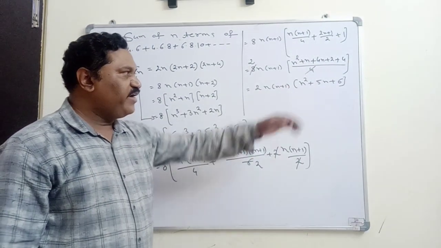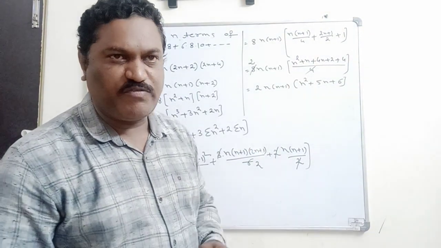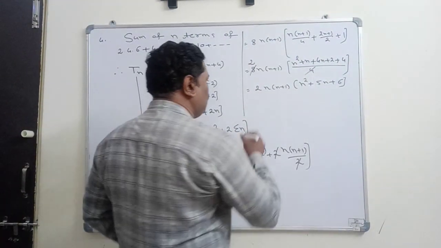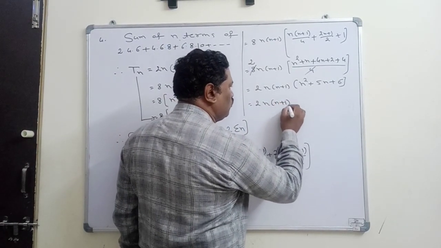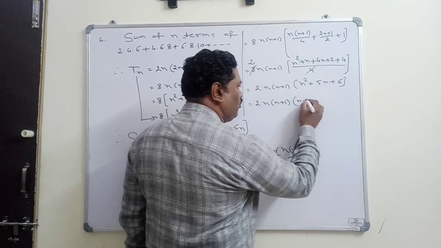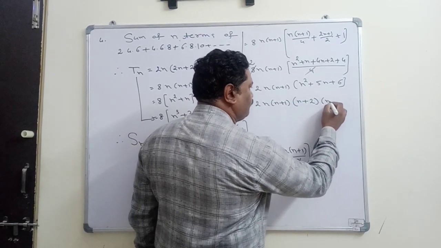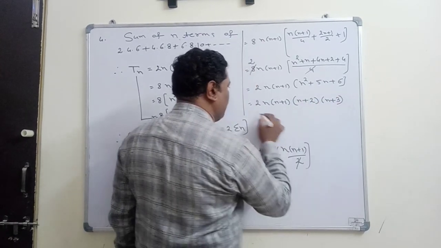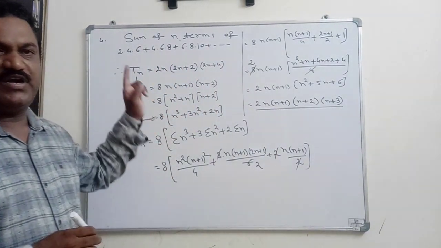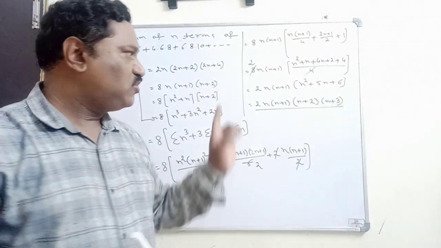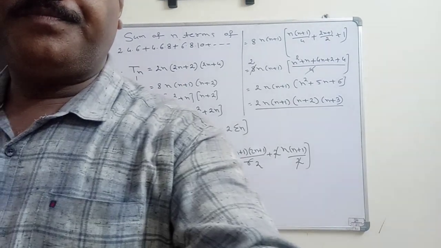So there is a quadratic expression. If you get the factors for that, divide into the factors. That is 2 times n into n plus 1 into, these factors are n plus 2 into n plus 3. So this is going to give the sum of the n terms of that given sequence. Okay, so that will be the answer for it.